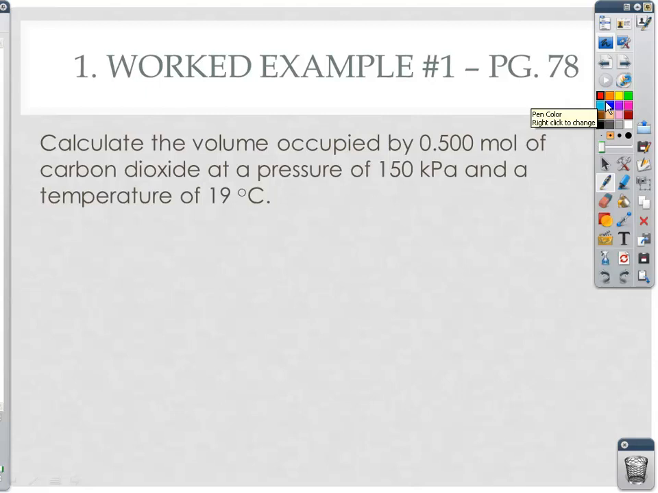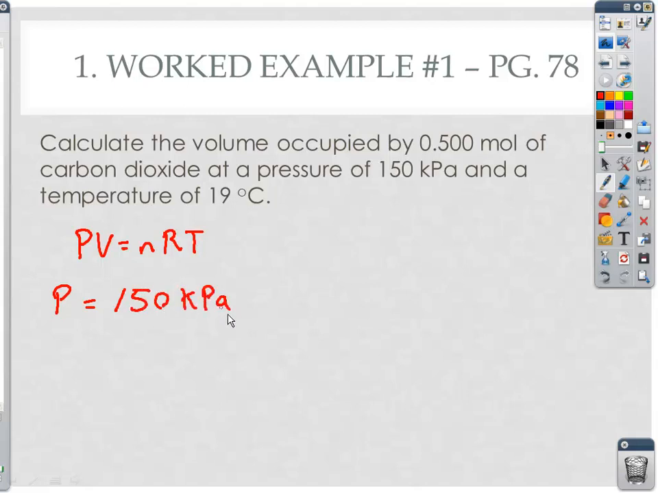Alright, so calculate the volume occupied by 0.5 moles of carbon dioxide at a pressure of 150 kPa and a temperature of 19 degrees Celsius. So we have to use PV equals nRT. We have P at 150 kPa. We have volume, question mark, meters cubed. n equals 0.50 moles.